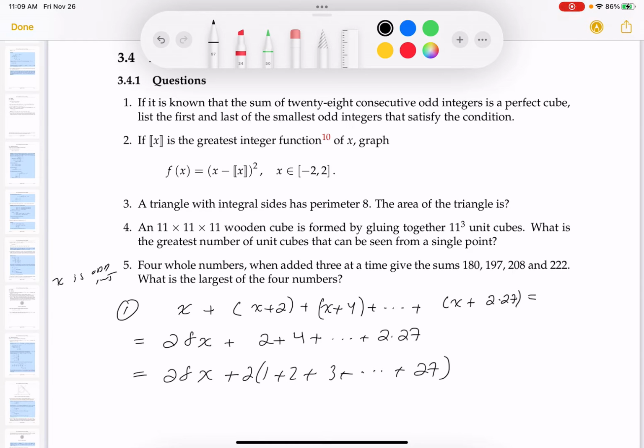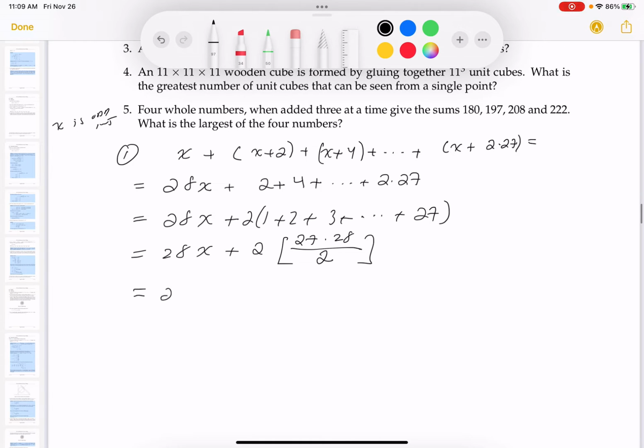And I'm going to keep doing this, right? Now, the sum of the integers 1 to 27, I know that. This is 28x plus 2 times the sum of the integers from 1 to 27. Let's see, what's that going to be? 27 times 28 over 2. Well, it's getting a little complicated, isn't it? So what do you have here? 28x plus 27 times 28. Well, I'm going to write this down. This is 28 times x plus 27. And this needs to be a perfect cube.